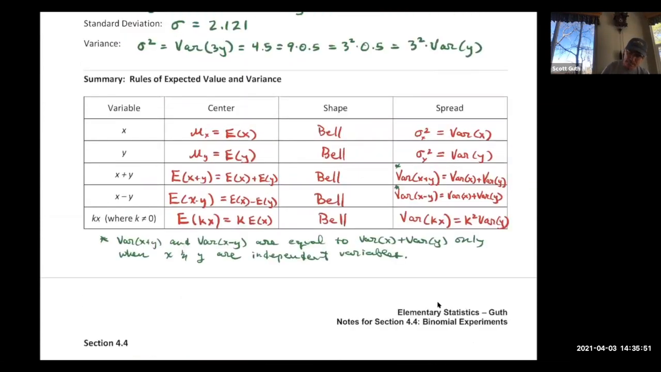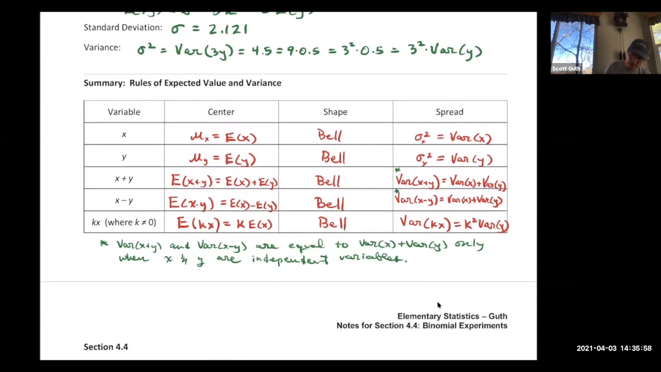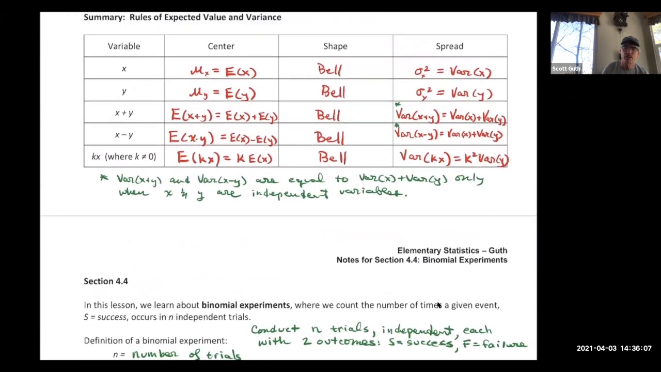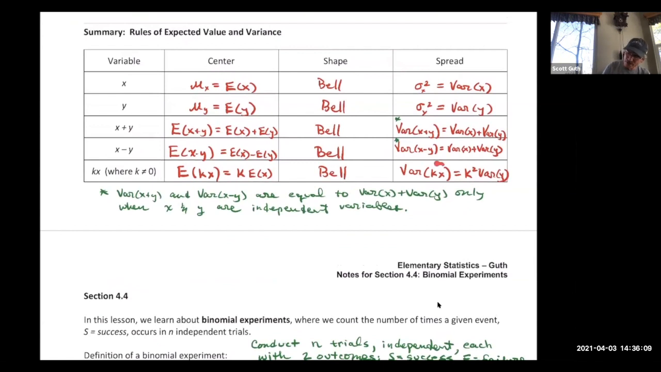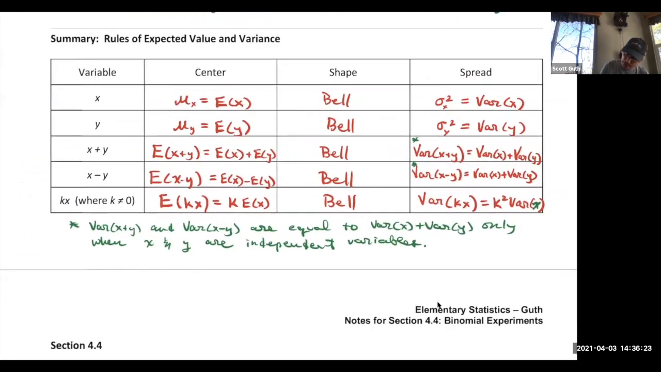And the last thing we saw was the expected value of 3y was 3 times the expected value of y. So when we do the expected value of kx, that's k times the expected value of x, still bell-shaped, like when we multiplied by 3, okay? And then the variance of kx is k squared, that should say times the variance of x down here. So we'll fix that. I'll put it in green and just leave it there just so you can see the mistake.